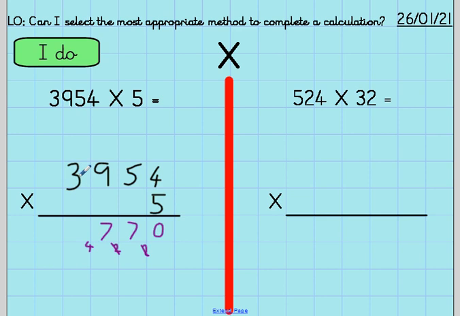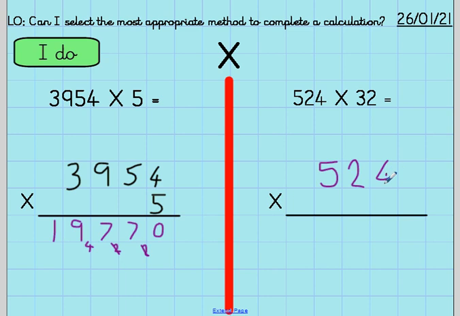Then 5 times 3, okay, 5 times 3 is 15. Add the 4, okay, is 19. So I now know that 3,954 times 5 is 19,770.